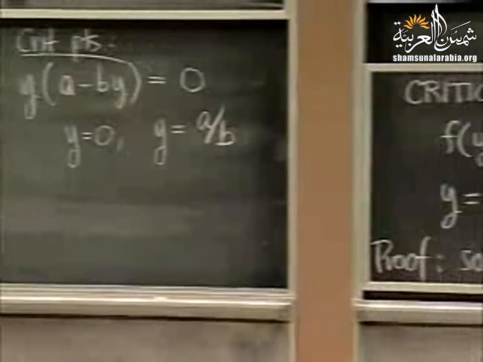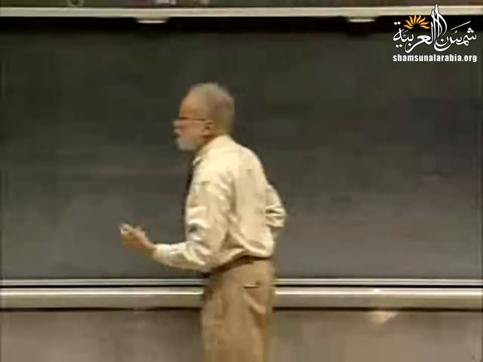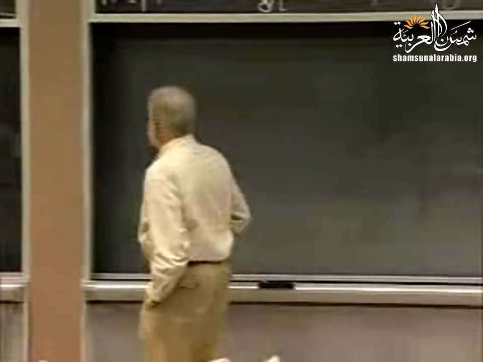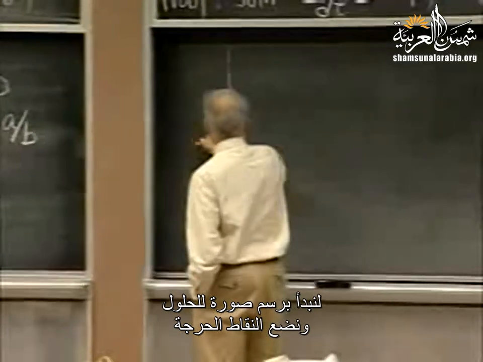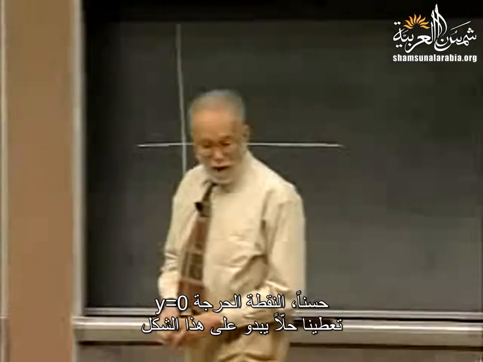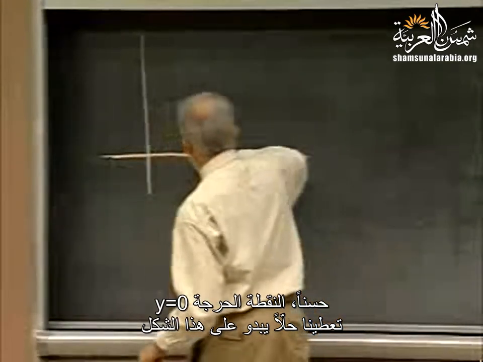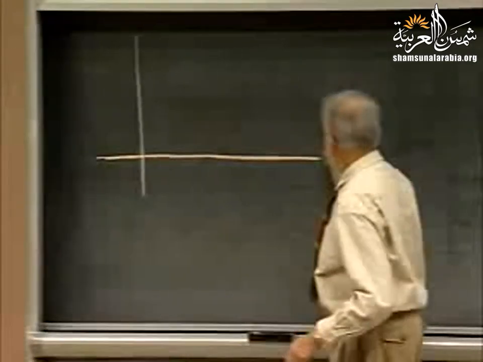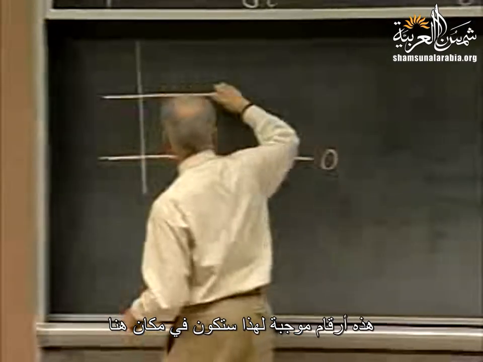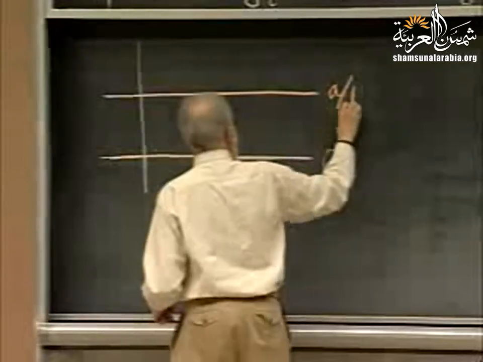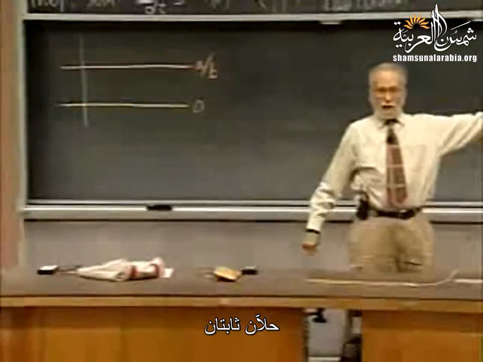Let's start drawing pictures of solutions. Let's put in those right away. Okay, the critical point 0 gives me a solution that looks like this. And the critical point a over b, those are positive numbers, so that's somewhere up here. So those are two constant solutions.